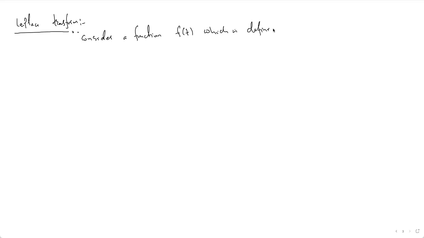Now see the Laplace transform. Now I will consider a function. Consider a function f of t. Mathematical definition, now we will come to this. So this function f of t is defined for all t taking values greater than or equal to 0. That is, it has the positive values only.